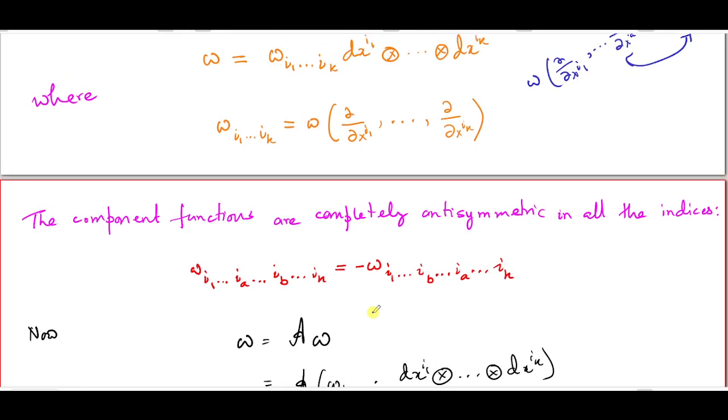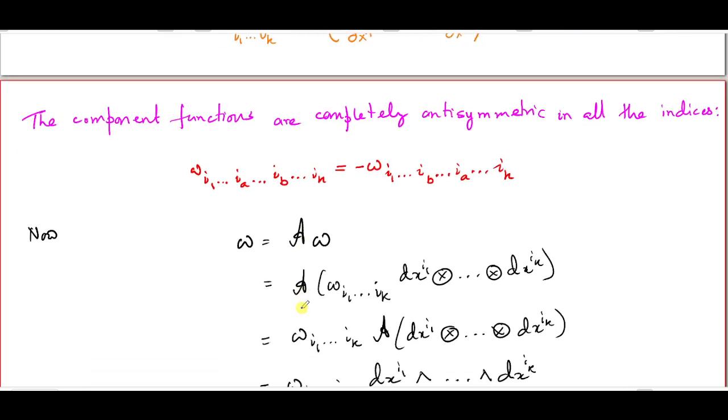Now, the fact that omega I1 through Ik is completely antisymmetric in all the indices has a very important consequence. Omega, after all, is already completely antisymmetric in all the argument vector fields. So if you were to apply the alternator on it, nothing is going to change. Omega is going to stay the same. So omega is simply going to be curly A, omega I1 through Ik.